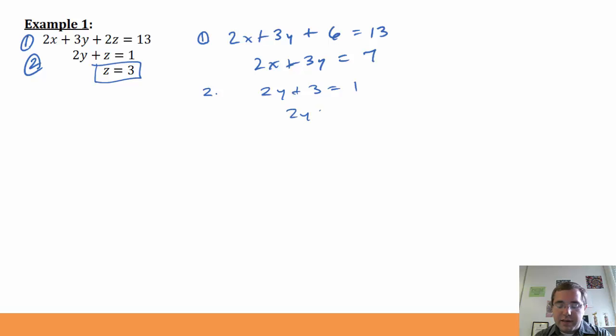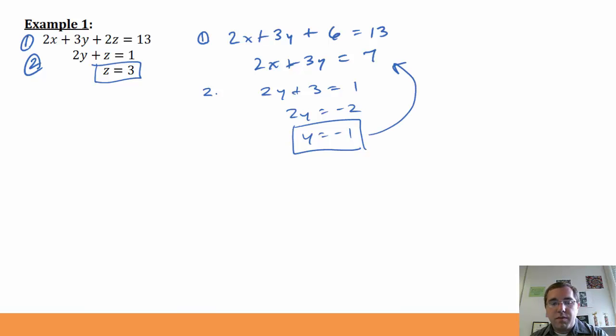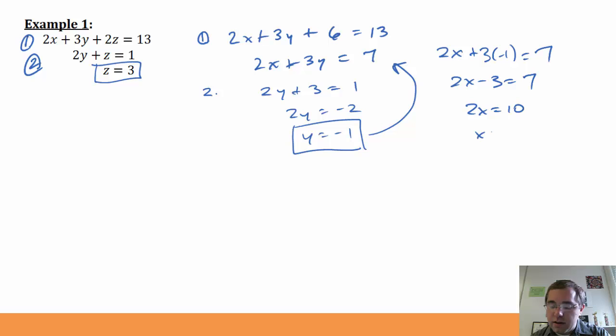Well, that just has a y in it, so we can quickly solve that and get that y equals negative 1. So that's awesome. We now have two variables. We just need to find the third one. And so I could plug that in to my new equation number 1, so that all I have left is the x that's right there. So 2x minus 3 equals 7. 2x then equals 10, and x equals 5.